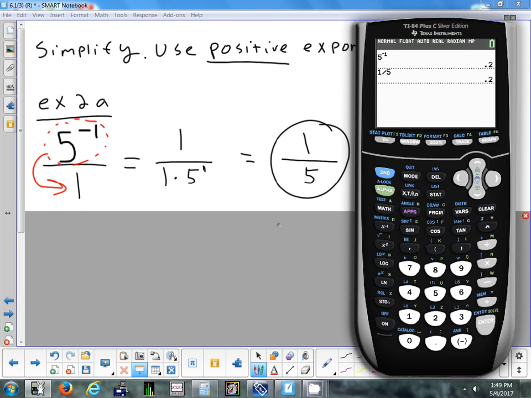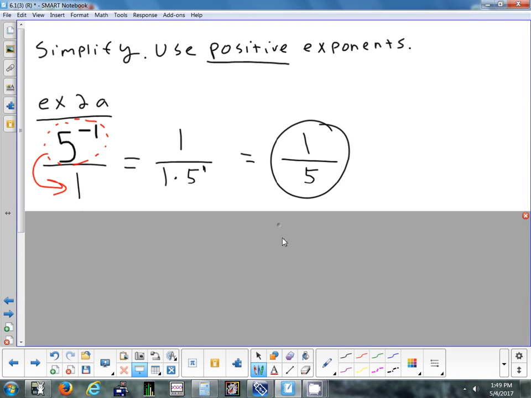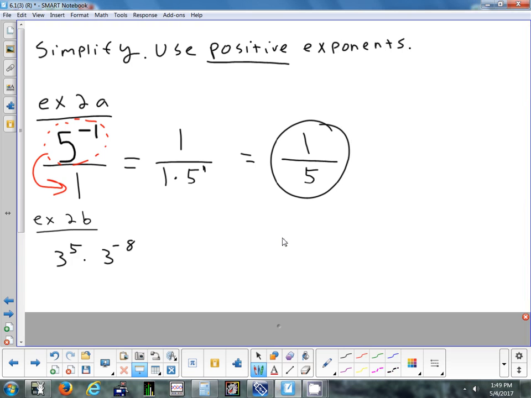How do they compare? Yeah? They're the same. That means I did it right. I started and ended with exactly the same thing. Except I started with a negative exponent, I ended without one. So that is correct. Okay, let's try this one.